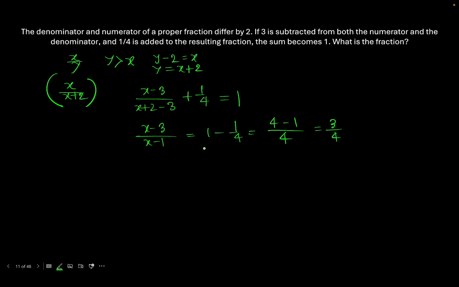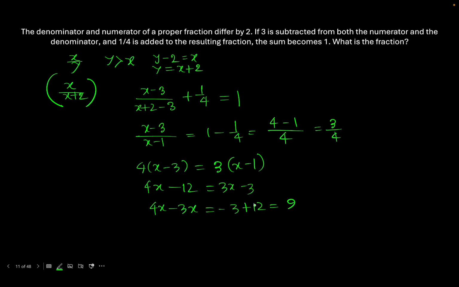And now we'll multiply crossly. So 4 into x minus 3 is equal to 3 into x minus 1. So 4x minus 12 is equal to 3x minus 3. So now we can write 4x minus 3x is equal to minus 3 plus 12, which is 9. So x is equal to 9.